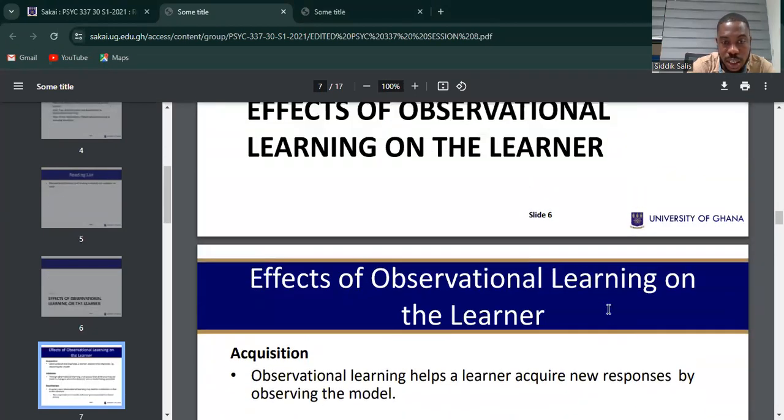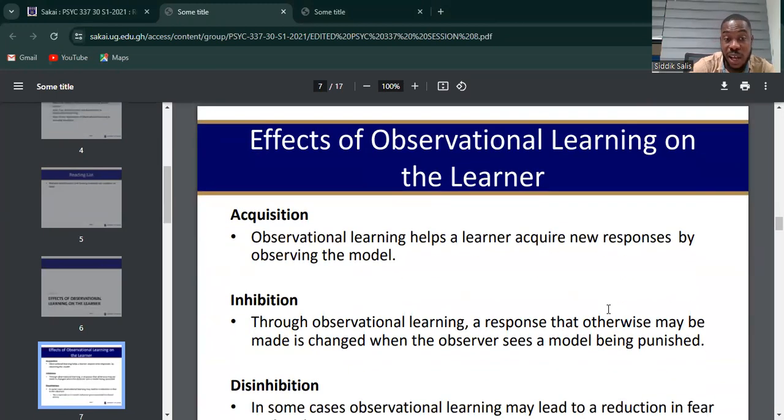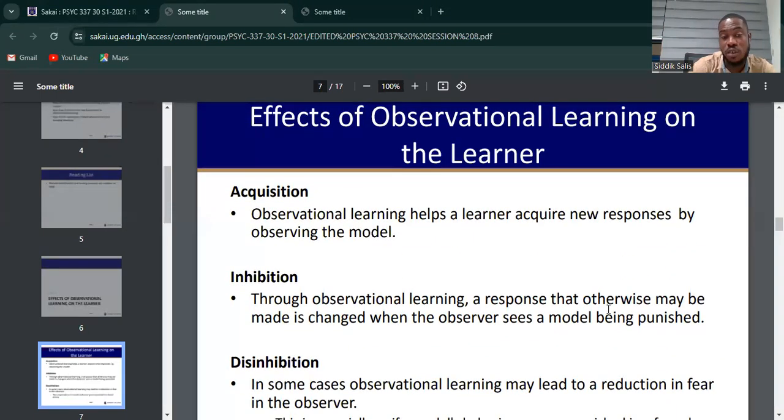These factors are also important. So we have the acquisition, which I've mentioned already. That's the overall process of paying attention, retention, then reproducing and being motivated. All this is part of the acquisition process. Observational learning helps a learner acquire new responses by observing the model. This is what we call acquisition. You remember acquisition in classical conditioning, right? For that one, it's about pairing.